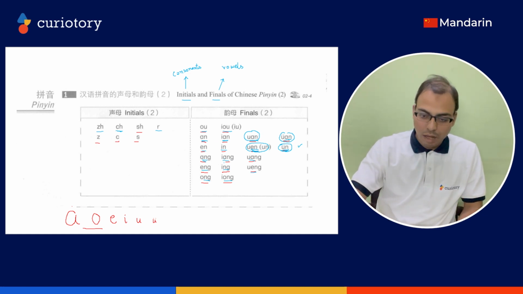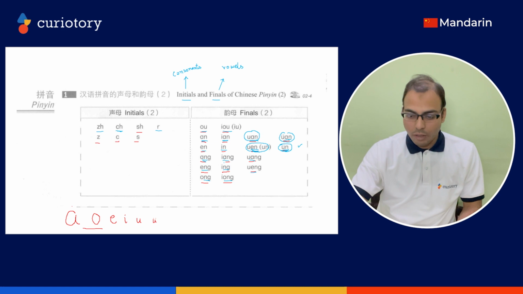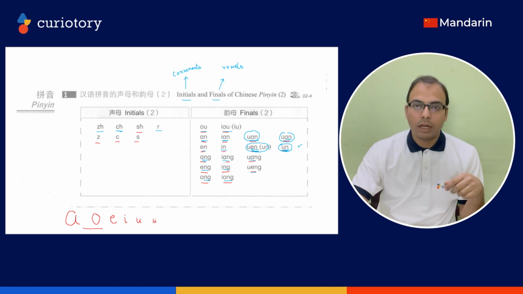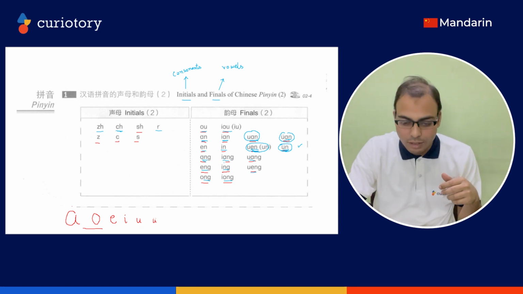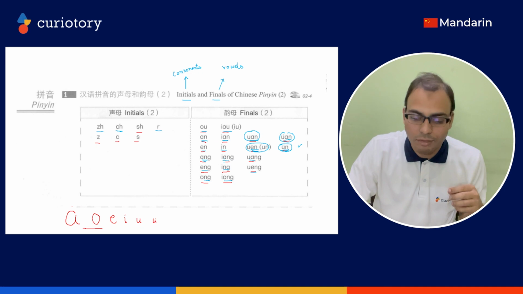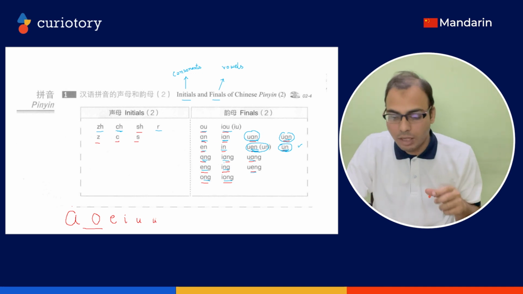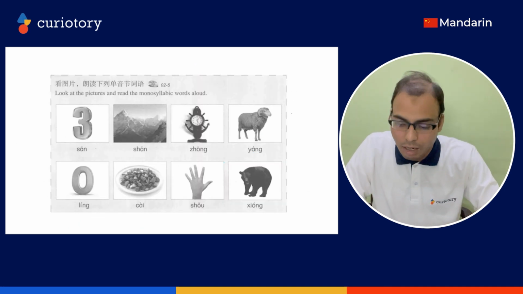Now we have seen some initials and finals. In our next sessions, we will learn more initials and finals. These are very important parts of Chinese phonetics, initials and finals, because they make up a syllable, as we have learnt already.